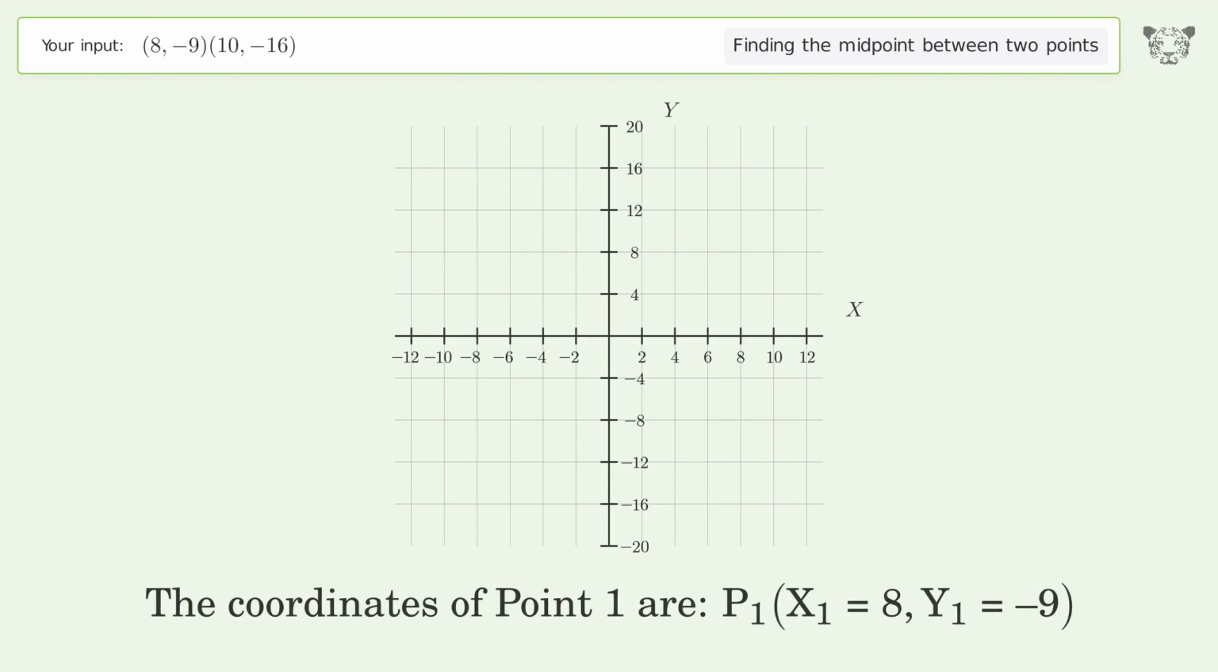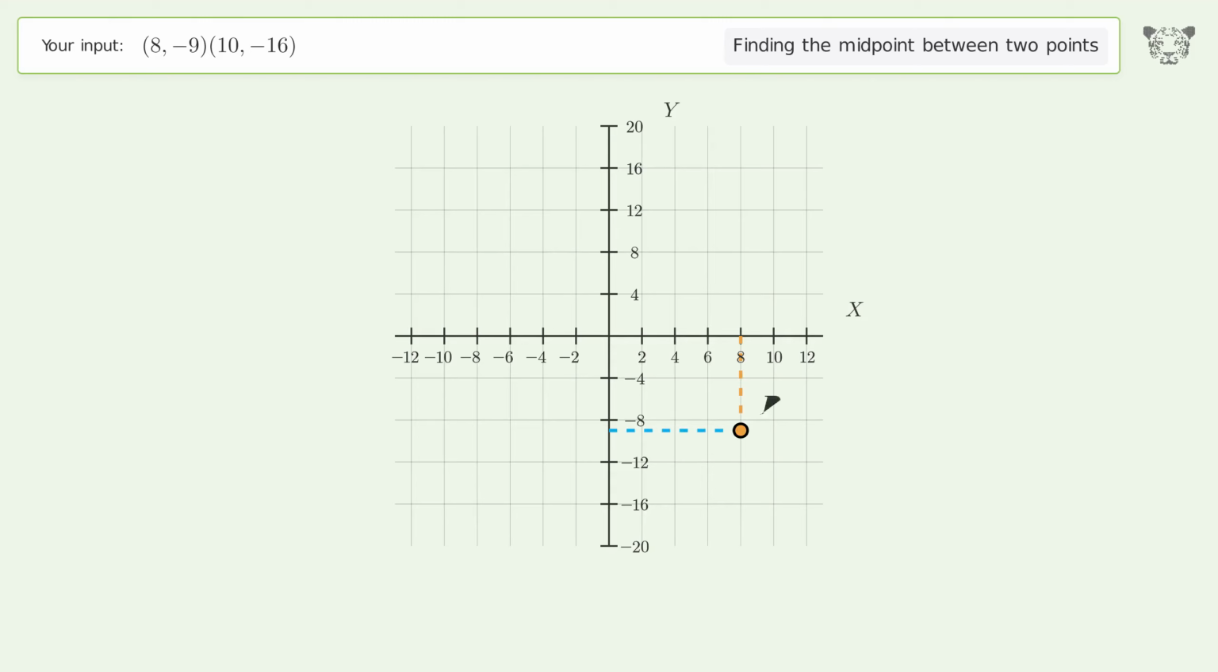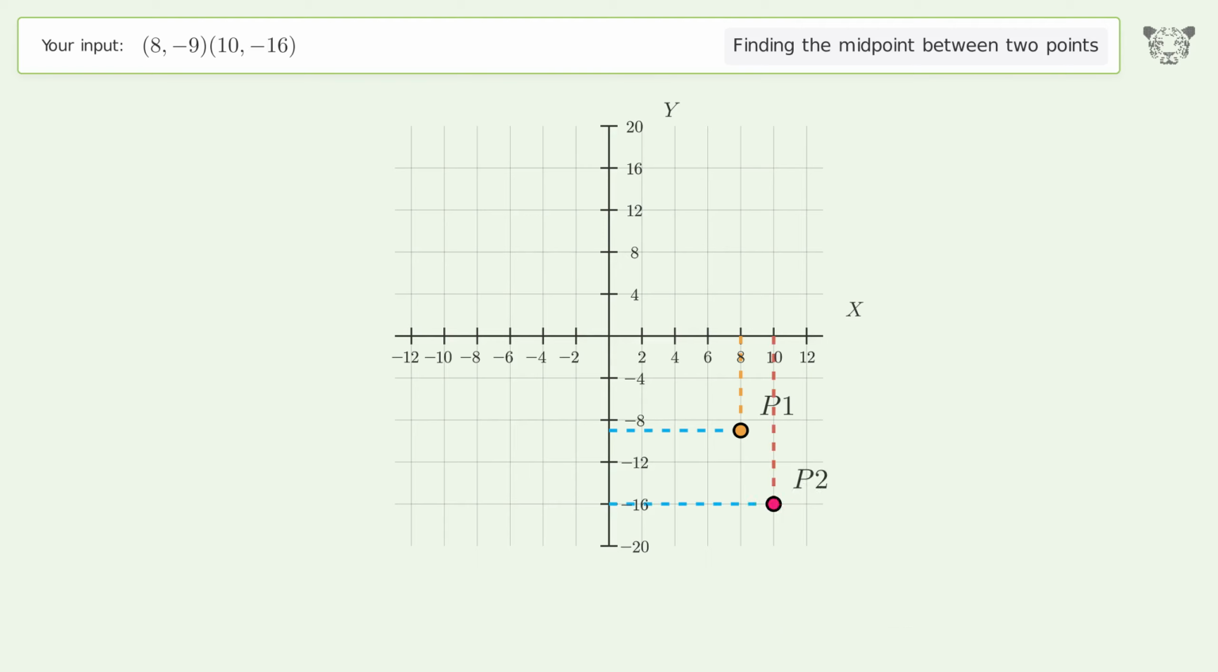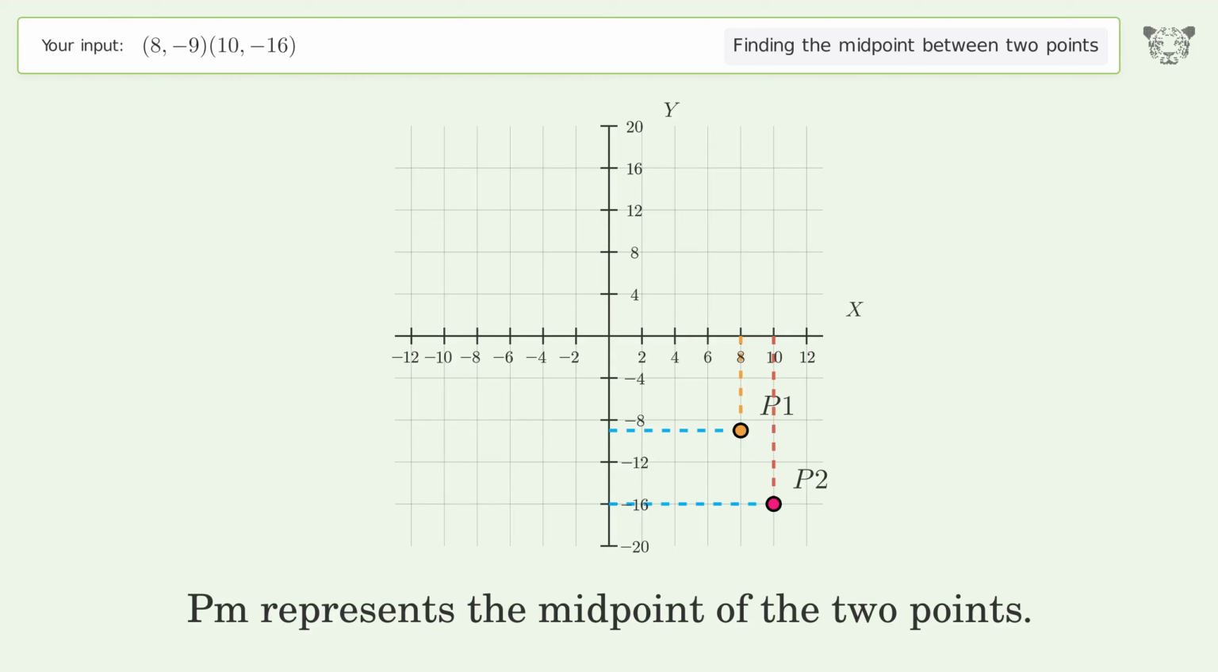The coordinates of point 1 are x1 equals 8, y1 equals negative 9. The coordinates of point 2 are x2 equals 10, y2 equals negative 16. PM represents the midpoint of the 2 points.